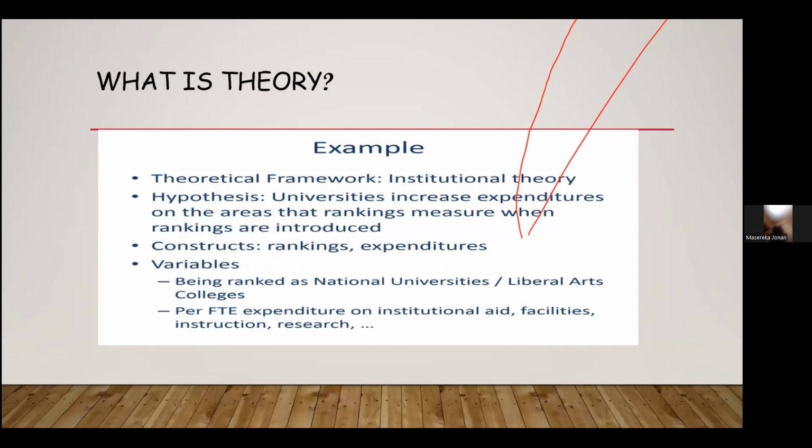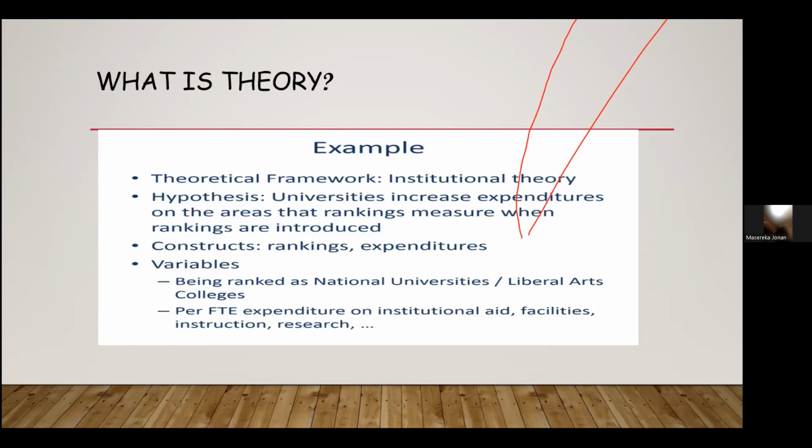That means I will apply a theoretical framework to guide my research and test hypotheses that are generated based on the theory. So I applied institutional theory, which explains that organizations will comply with the powerful system that defines what legitimate organization should look like in the field. Based on the theory, I hypothesized that universities will increase expenditure on the areas that rankings measure when the system of ranking is introduced. So the constructs are rankings and expenditures.